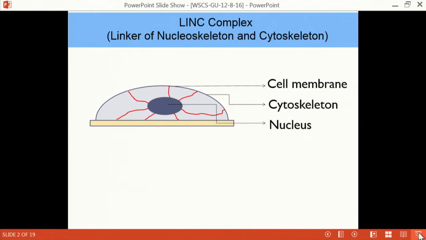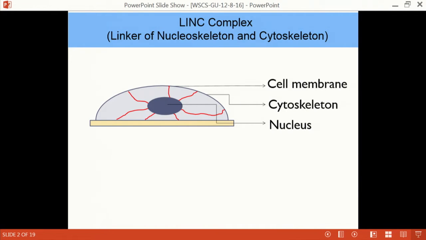But before we get to what the mechanical signals mean for the stem cells, I would like to start by defining what this LINC complex means. LINC stands for linker of nucleoskeleton and cytoskeleton. And really, if you have a cell that's attached to a surface, you're going to have three basic structural elements. You're going to have a nucleus that sits in the middle, which is denser and stiffer than the rest of the cell. And we also have the cell membrane that encloses the cellular structures. And we also have the cytoskeleton that connects these two elements together.